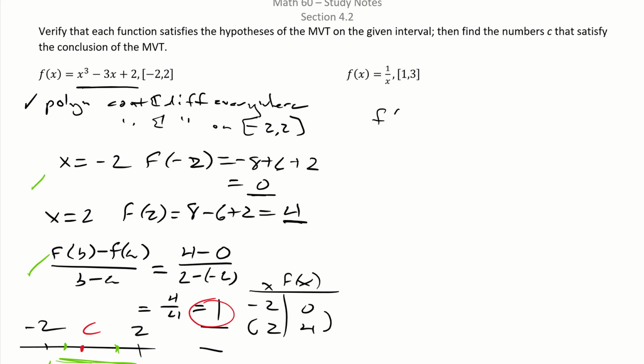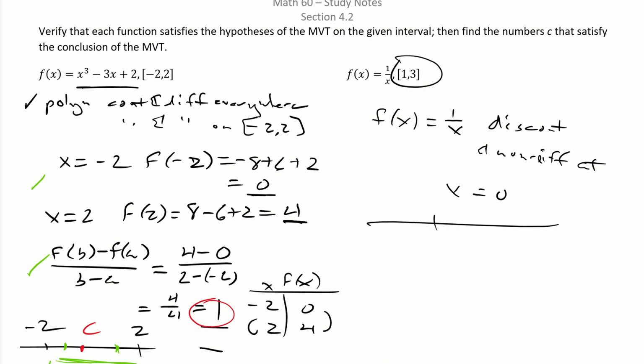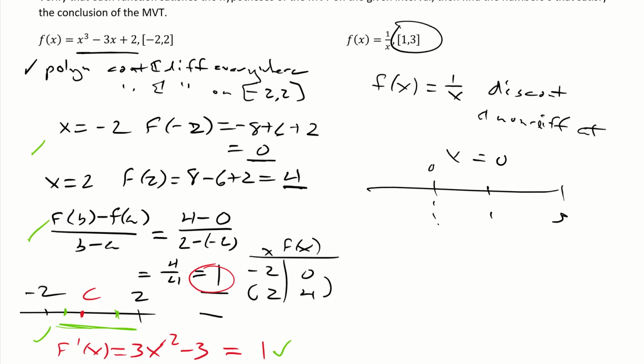If we take f of x is equal to 1 over x, it is actually discontinuous and also non-differentiable at x equals 0. But notice that the interval is 1 to 3. So we're talking, here's 0. That's a problem. But we're going from 1 to 3, so we're okay. That means, all right, so do the table.